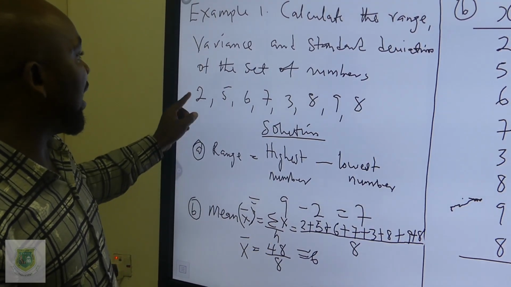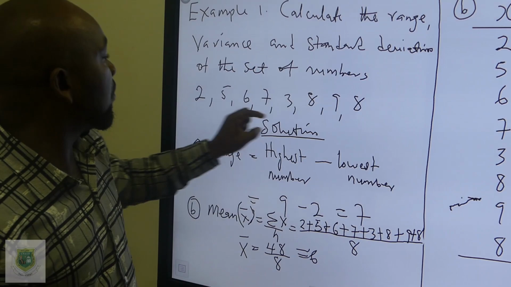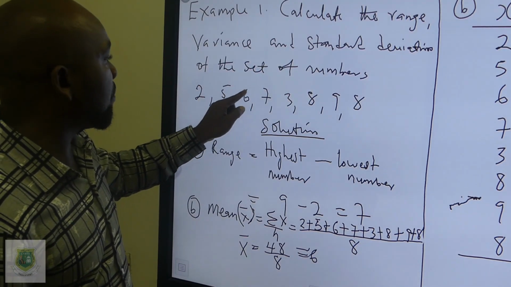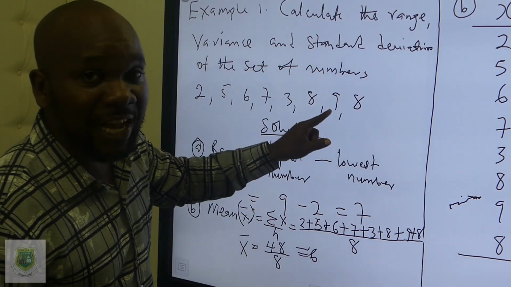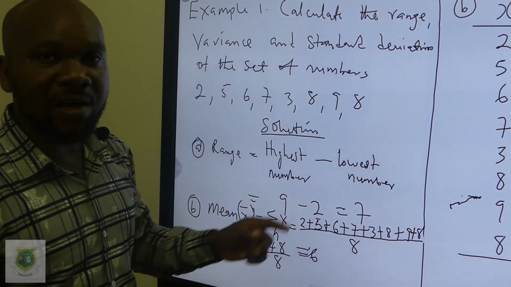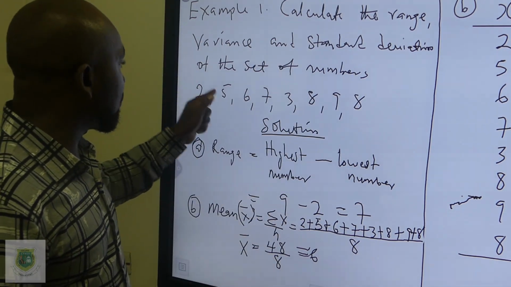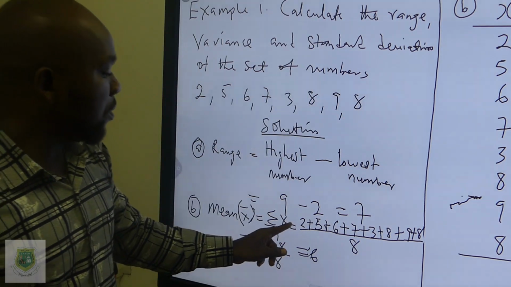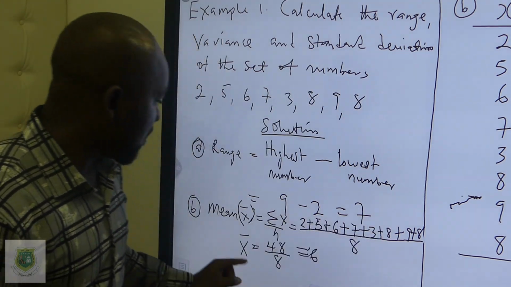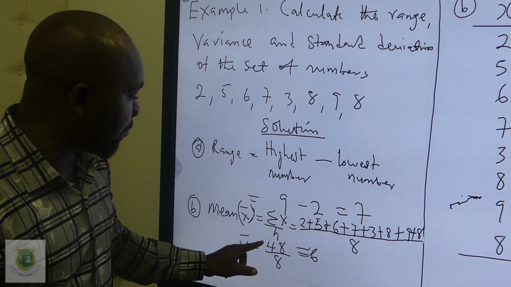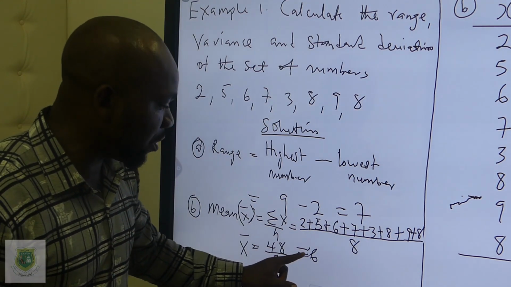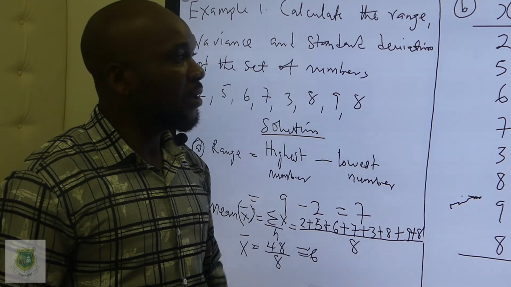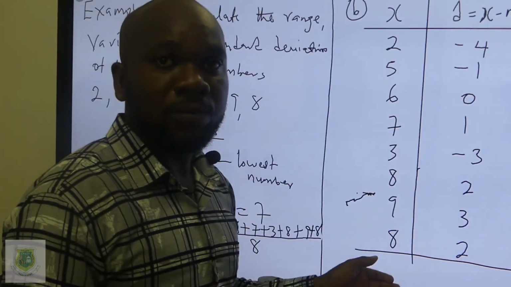What is our x? x are all these numbers. Add all of them: 2 plus 5 plus 6 plus 7 plus 3 plus 8 plus 9 plus 8. Divided by how many are they? 1, 2, 3, 4, 5, 6, 7, 8. It becomes mean equals 48 over 8, which is what? 6. Then you create a table.